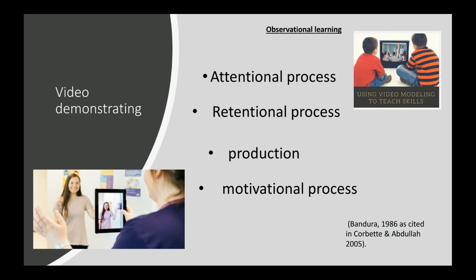There are 4 distinct processes that mediate and facilitate observational learning. They are the attentional process, which is when the child is watching the video and taking in the information that they learned. The retentional process requires the child to process what is being modeled to them. This happens when the information gets stored in their memory. Production is when the learner actually reproduces what they learned in the video. The motivational process is the learning that took place in the presence of reinforcement.